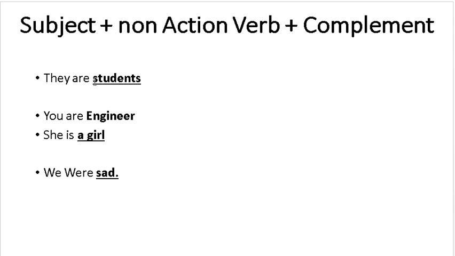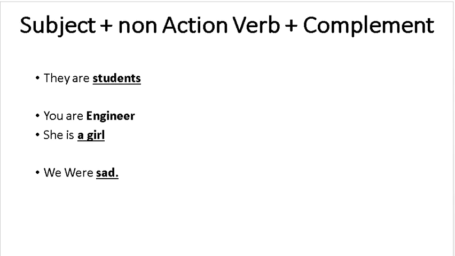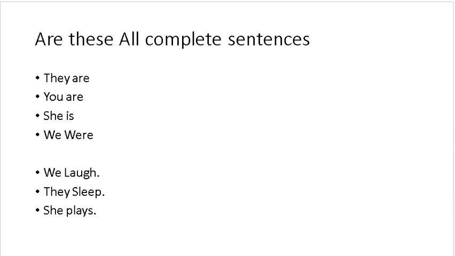Here these students, engineer, a girl and sad are necessarily required. So these are the complements. Let's go in the detail of this action and non-action sentence on the basis of complement and adjunct. So now you can look at these sentences. They are, you are, she is, we were. Like here, if we are not adding these words, student, engineer, girl and sad, do you think they are making sense, these first four?